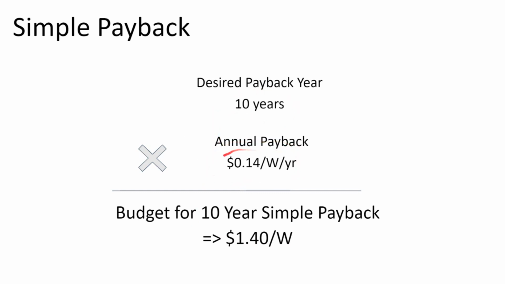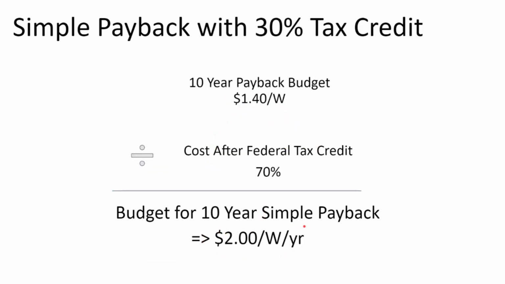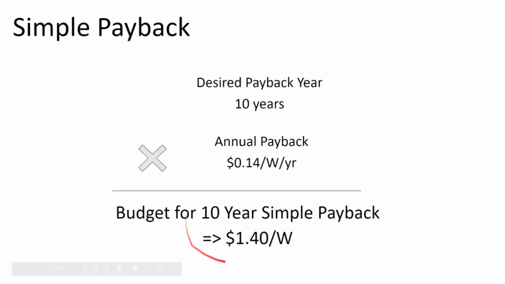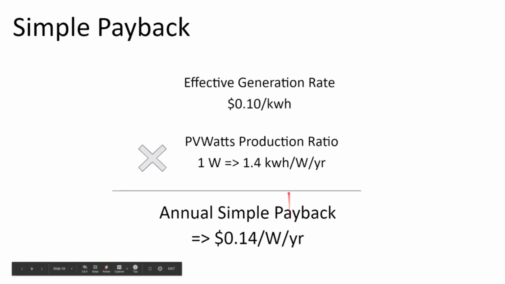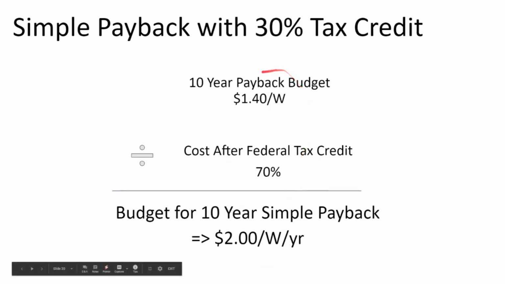The upfront tax credit is commonly included in simple payback calculations. Currently, the tax credit is 30%, set to drop to 26% in 2020 to 2021. After taking the 30% tax credit into account, the project budget should be no greater than $2 per watt to achieve a 10-year payback.